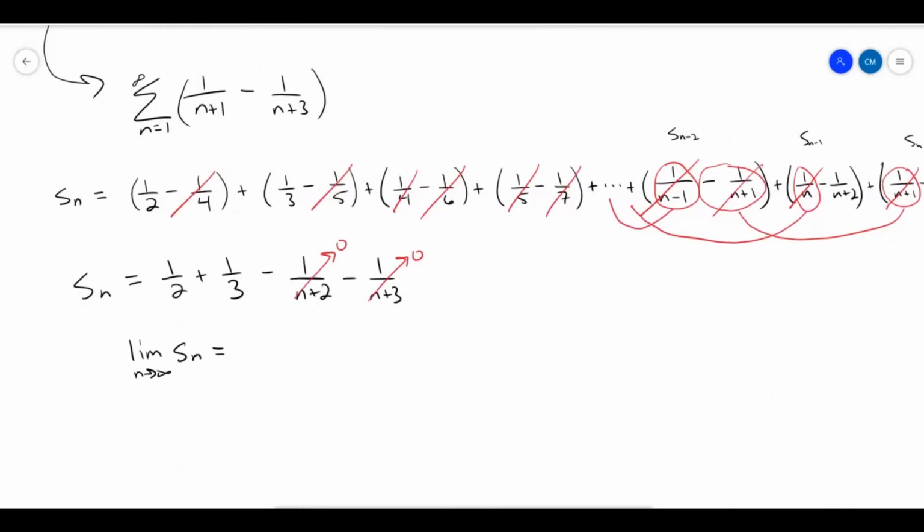What does that leave me with? Just a number, right? 1/2 plus 1/3, which I believe is 5/6. And so there we go, 5/6. What is that? That's the limit of the sequence of partial sums. Well, by definition, the limit of the sequence of partial sums is, in fact, the sum of the series itself. So what we've just found here is the sum of this telescoping series, the exact sum.